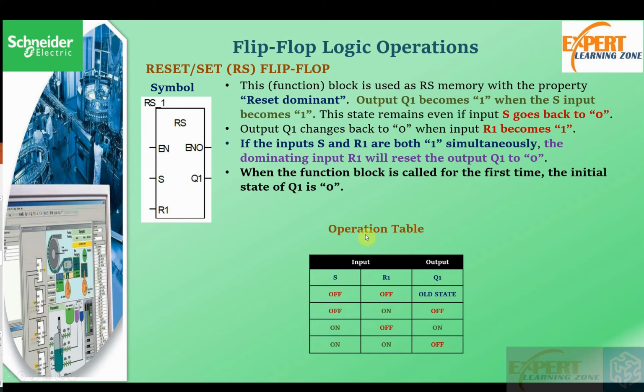Now let's see the operation table. The operation table says that if both of them are off at the same time, then it keeps its old state, and if S is off and R is on, then the output is off. If S is on and R is off, the output is on. And if both of them are on at the same time, then the R input dominates and sets the output to 0. Okay, hope that makes sense.